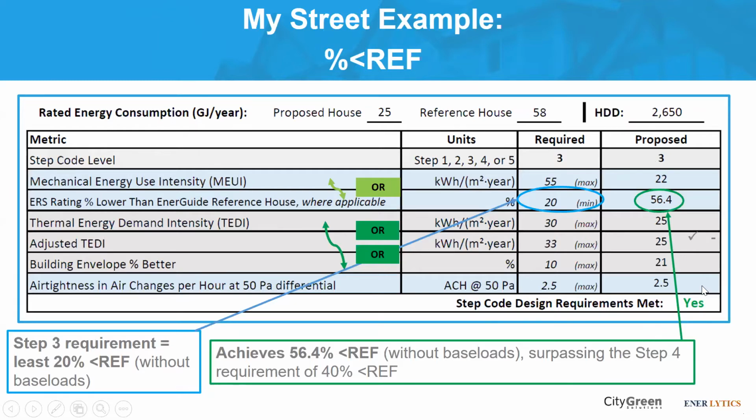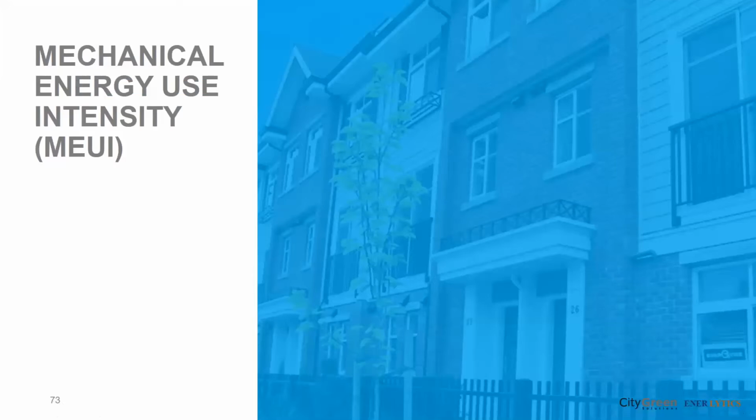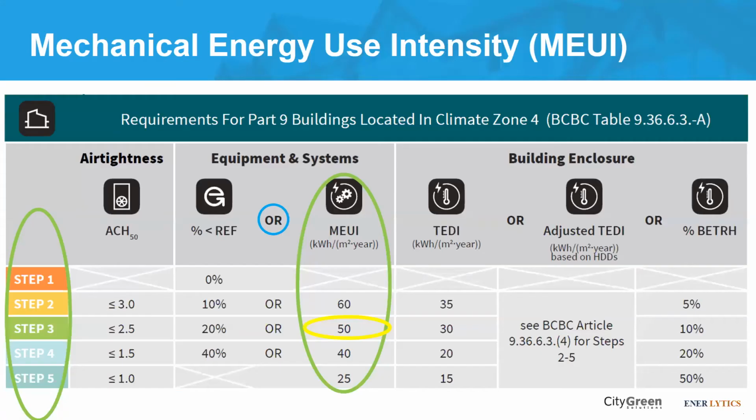So in this particular case, it shows that the builder is going to have no problem with passing on that metric. Now let's look at mechanical energy use intensity, or MEUI. The MEUI is an equipment and system metric, and for step 3, needs to meet 50 kilowatt hours per meter squared a year as the target.